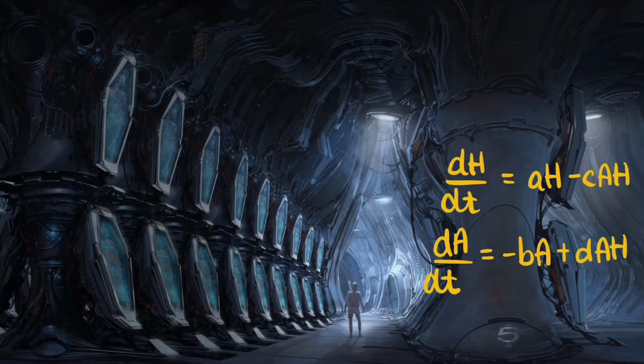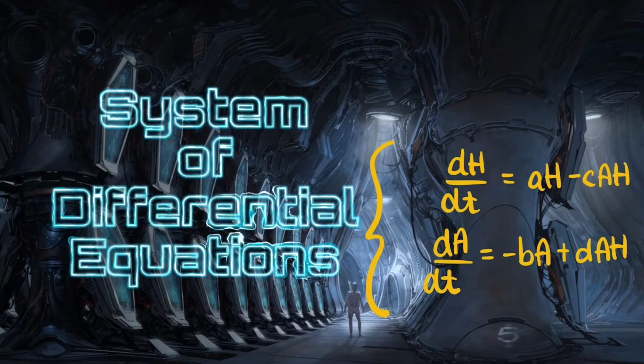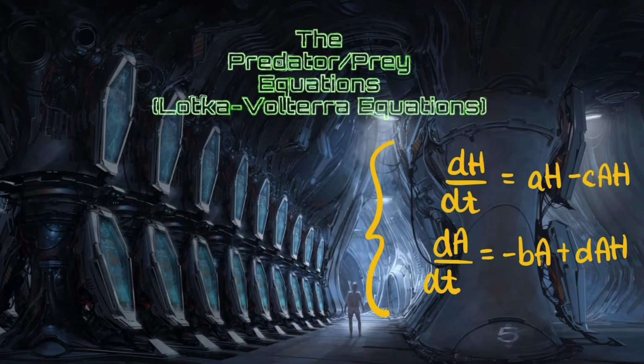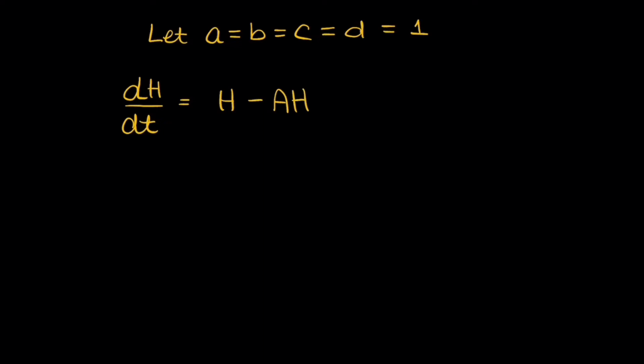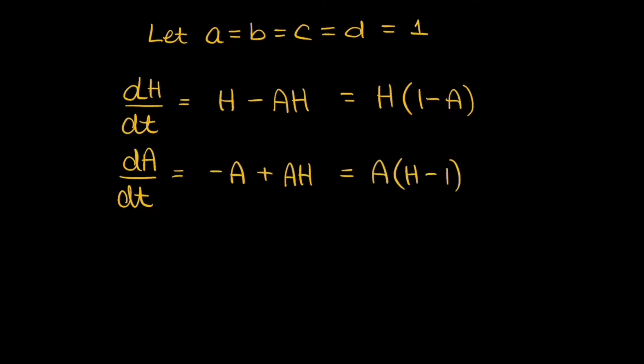Now, looking at the system of these two differential equations, we can analyze this system using a phase portrait or a phase plane picture of the predator-prey equations, otherwise known as the Lotka-Volterra equations. To make things more ideal, we're going to assume all the proportionality constants are equal to 1. So dH/dt, or the rate of change for humans over time, can be simply written as H multiplied by (1 minus A), and the rate of change for aliens as A times (H minus 1).